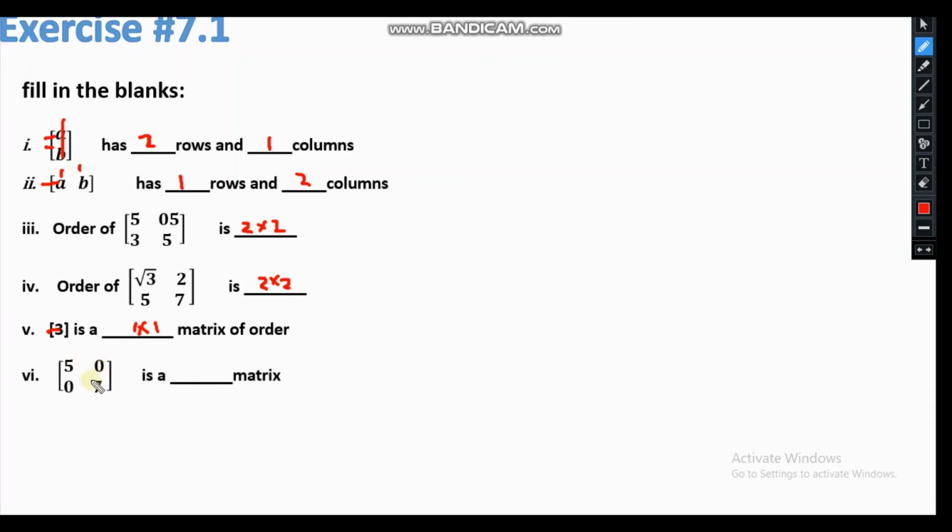Now 5 7 0 7 is a dash matrix. So here this is a scalar matrix. So 5 7 is a scalar square matrix. We can represent it by a diagonal matrix, with 5 7 and 0 0. So it's a square matrix, and you can use diagonal matrix. So here we can write diagonal matrix.